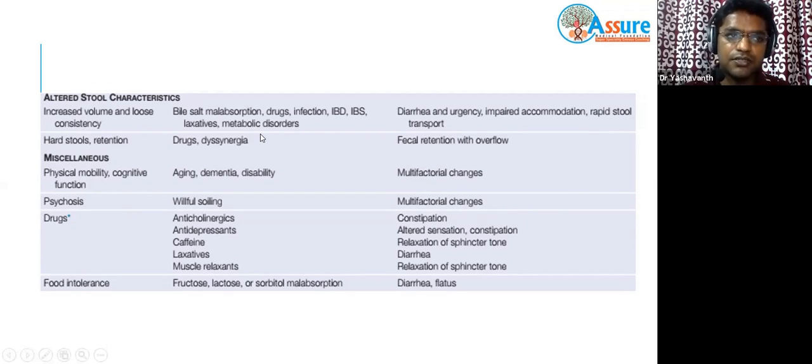So in these cases, it is very much important you treat the diarrhea before treating the incontinence. And other causes are aging, dementia, psychological or psychiatric patients.